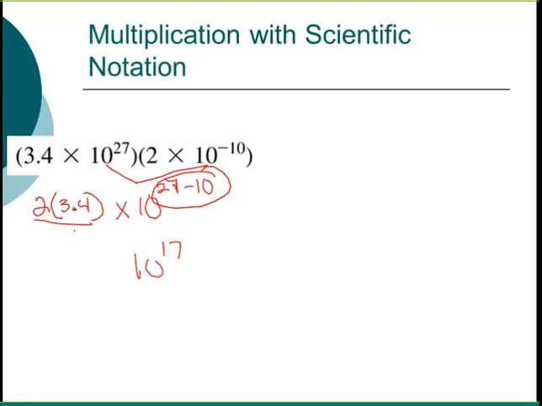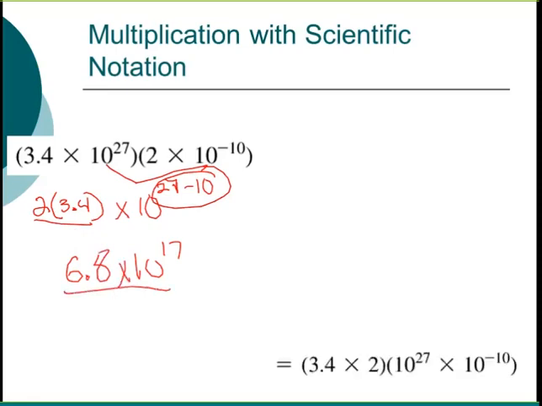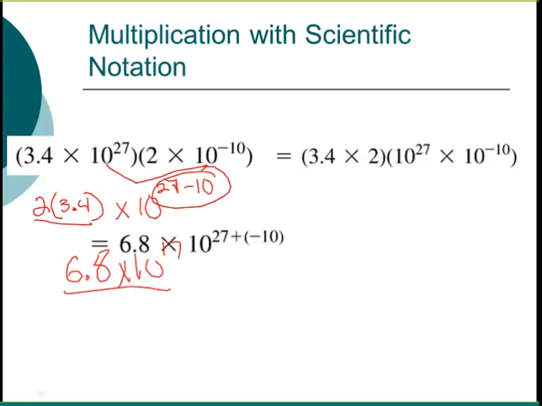So if I do that, I get 2 times 3.4, and it's going to give me 6.8. And this one's not going to need any rearranging, so this is going to end up being my final answer here. So I multiply the numbers and the exponents, and deal with them each separately.